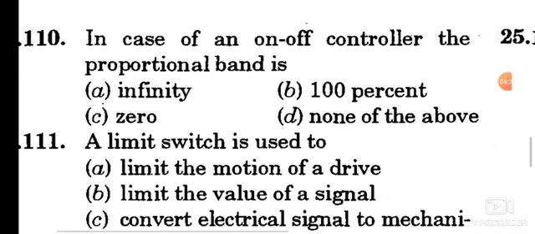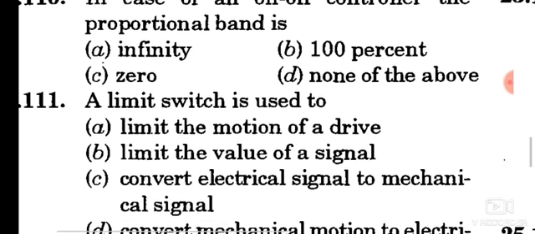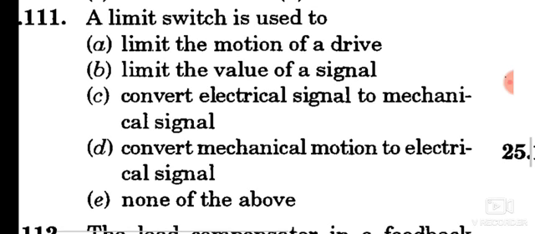Question number 110. In case of an on-off controller, the proportional band is 0. In case of on-off controller, the proportional band is option C, 0. Question number 111. A limit switch is used to option D, convert mechanical motion to electrical signal.